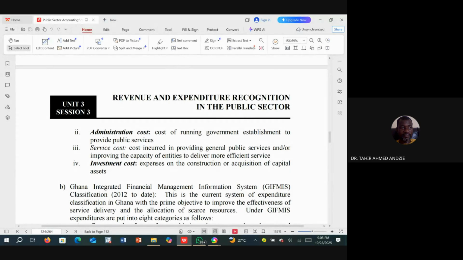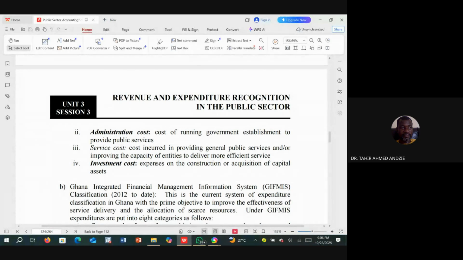It's a cost incurred in providing general public services. It was all costs incurred in providing general public services and or providing the capacity of entities to deliver more efficient services, put together to call service costs. So the cost incurred in providing general public services, okay, and all improving the capacity of entities to deliver more efficient services, all of them put together as the service cost.